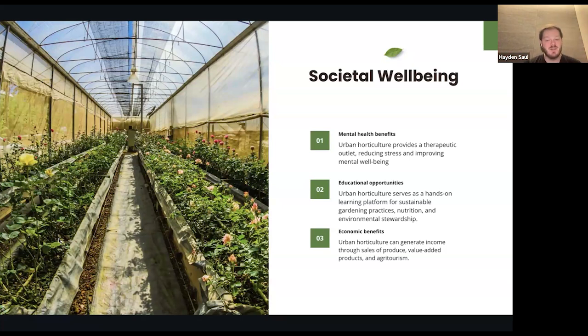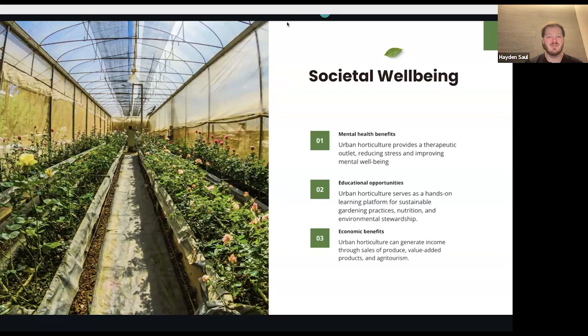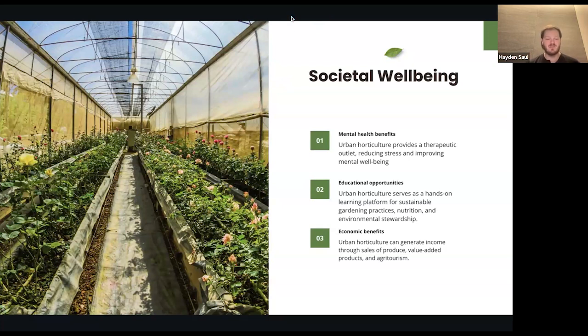It provides educational opportunities. Urban horticulture serves as a hands-on learning platform for sustainable growth practices, nutrition, and environmental stewardship. It's very easy to get a bag of chips around here, so it's harder to get the vegetables. So we need to make sure that we're teaching people the benefit of these vegetables and these plants in our society.